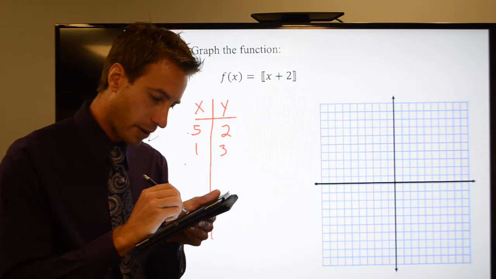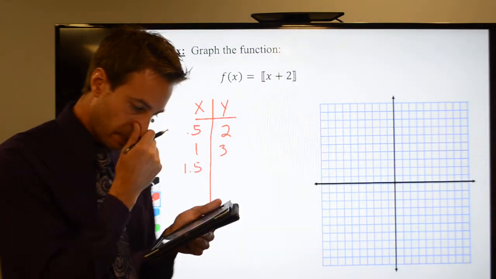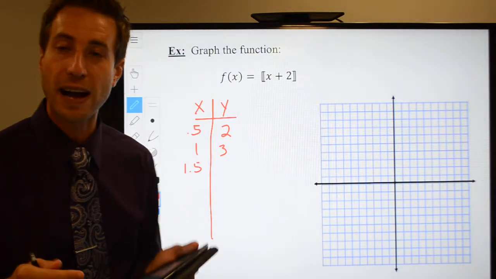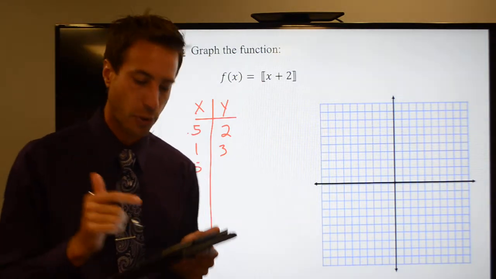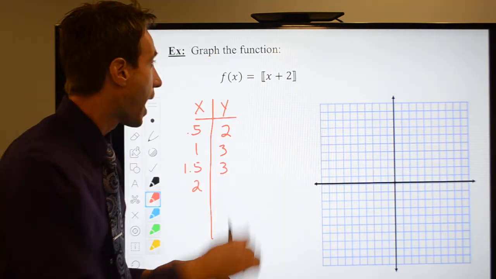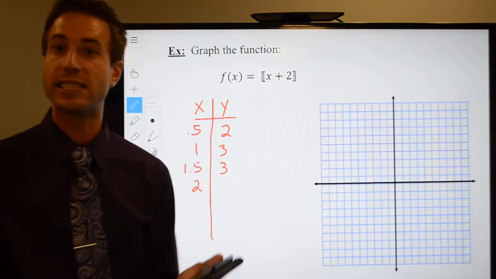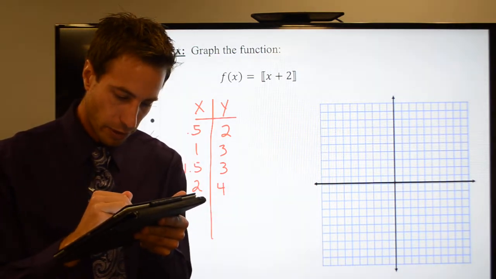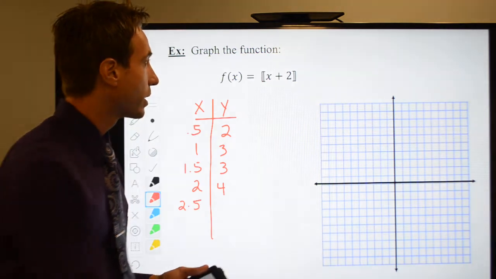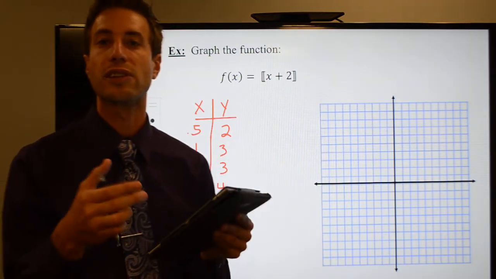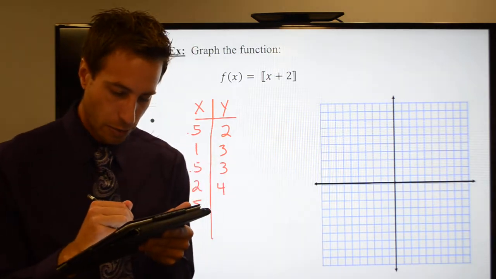What if I do 1.5? All right, well, 1.5 plus 2 is going to be 3.5. The greatest integer less than or equal to 3.5 would be 3. Let's go to 2. I have 2 plus 2 is 4. The greatest integer less than or equal to 4 would be 4. 2.5. Well, let's see here. 2.5 plus 2 would be 4.5. The greatest integer less than or equal to 4.5 would be 4.